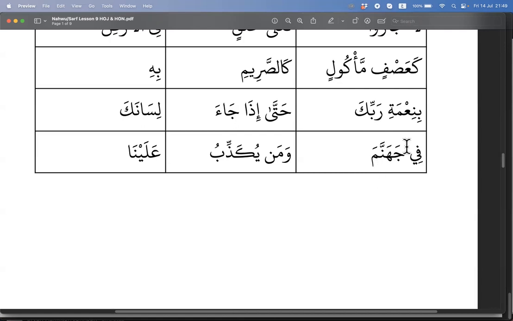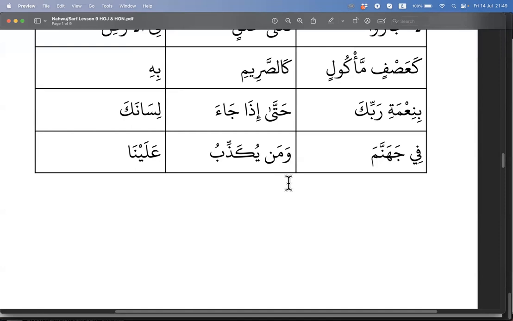So when you see fi, it's definitely going to be half of jar. And if the next word doesn't look majrur, then you have to think why it doesn't look majrur. Just now we also saw fi as mouth, when we did the five special isms, but that is very rare. 99% of the time, fi is half of jar. Next one.